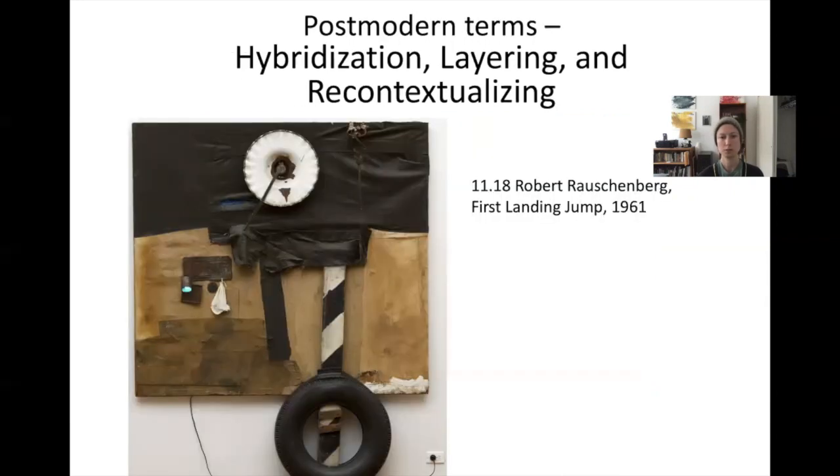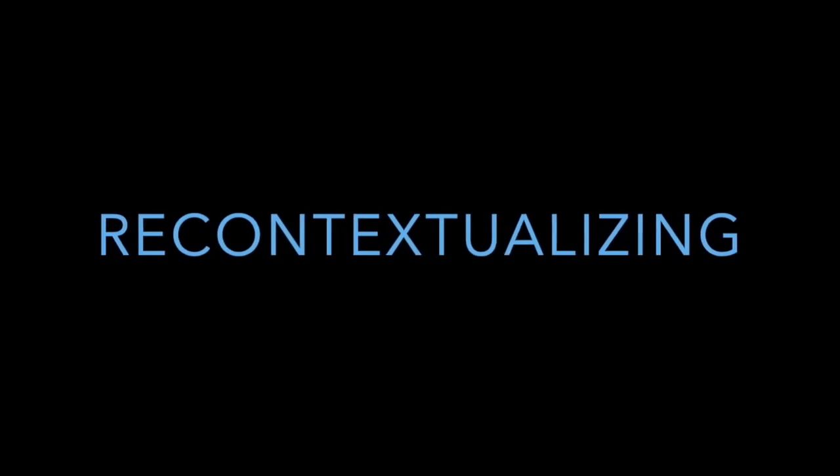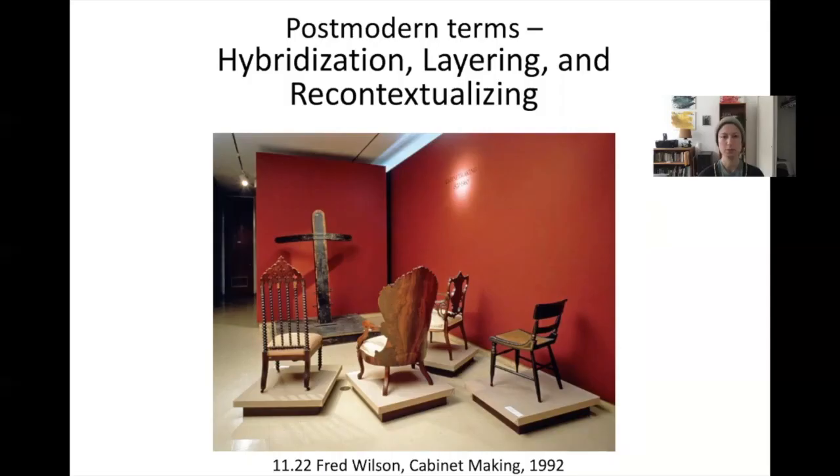Postmodernists are comfortable mixing media. Robert Rauschenberg made artworks called combines that were part painting, part collage, and part sculpture. Recontextualizing means positioning a familiar image in relationship to pictures, symbols, or texts with which it is not usually associated in order to generate meaning in an artwork.